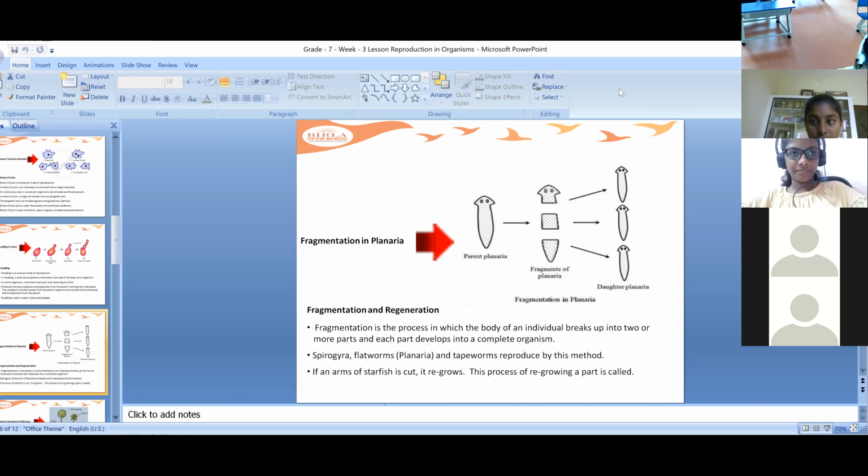The parent will be there in all three of them. It will get the characteristics. Because the parent is being divided into three, the three individuals will get the characteristics of the parent. Okay. Yes, ma'am.